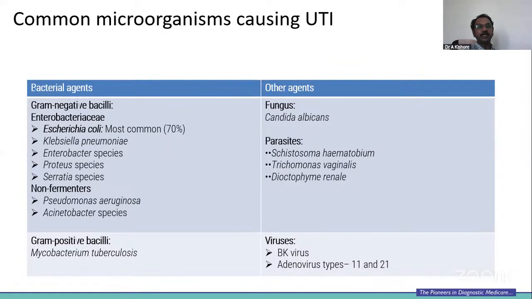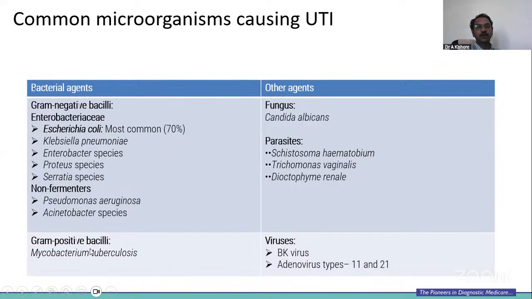Predominantly we see the bacterial, and sometimes rarely we see the fungal, especially Candida albicans. Among bacterial agents, gram-negative bacilli are more predominantly seen, of which Escherichia coli is the most common, causing 70%. Then Klebsiella pneumoniae, Enterobacter species, Proteus species, and Serratia. Non-lactose fermenting colonies are mainly seen with Pseudomonas aeruginosa and Acinetobacter.